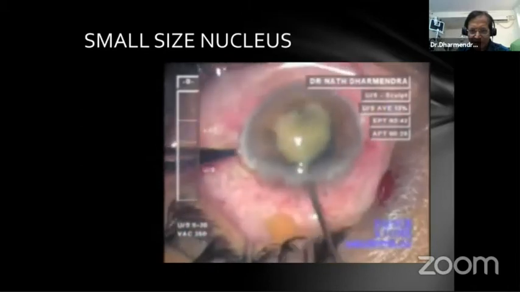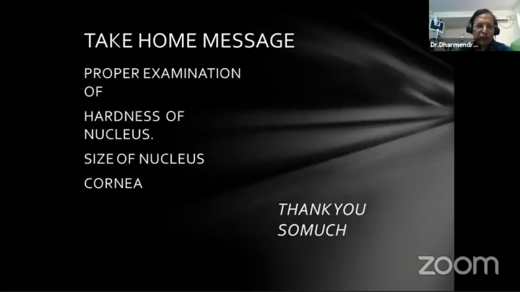So the take home message is that proper examination of the hardness of the nucleus is very important for this procedure, and see the size of the nucleus. If the size of the nucleus is big, definitely you have to make a big incision, and the hardness of the nucleus depends on what kind of procedure you want to take. And of course, the cornea is a very important part, just to save it with the help of the viscoelastic, you can save the cornea and the technique.